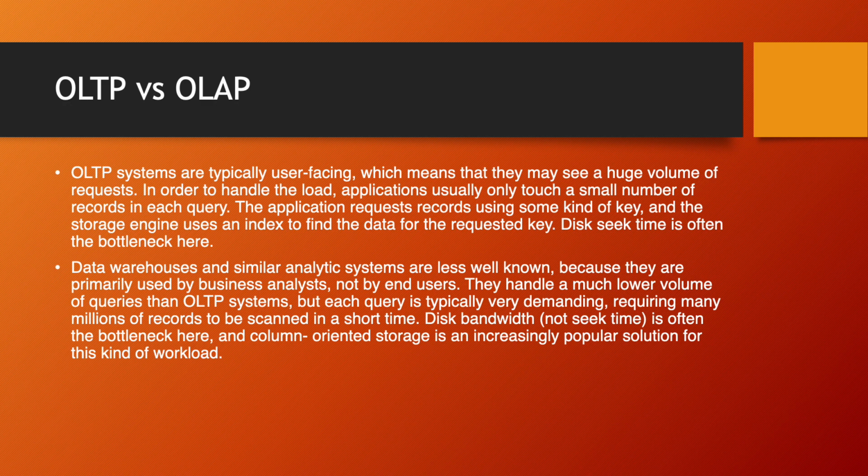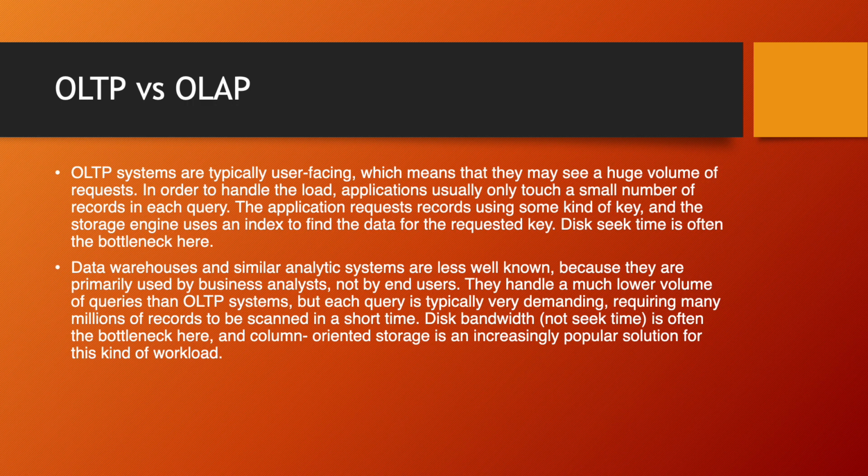OLTP systems are typically user-facing, which means that they may see a huge volume of requests. In order to handle the load, applications usually only touch a small number of records in each query. The application requests records using some kind of key, and the storage engine uses an index to find the data for the requested key. Disk seek time is often the bottleneck here, if this is a disk-oriented database.